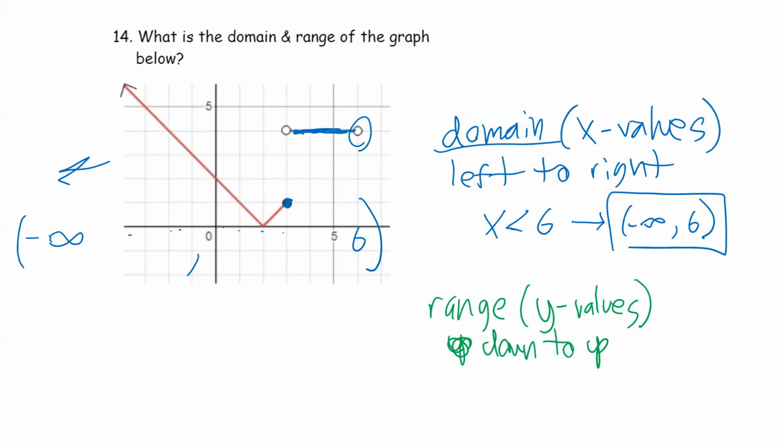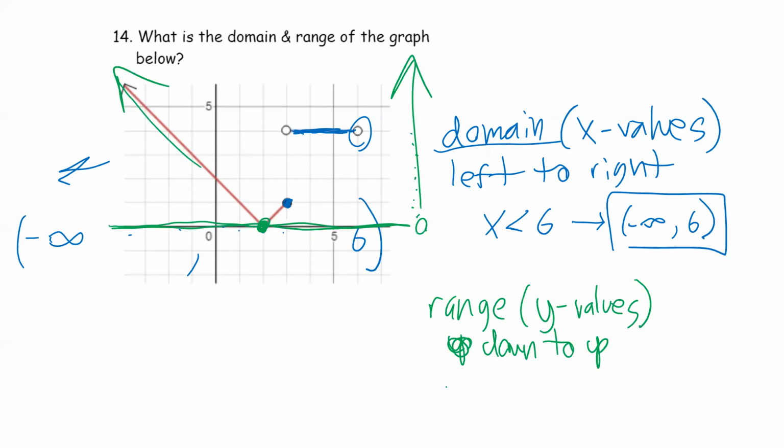So we're going to start with your lowest y value, and you're going to notice it doesn't really go any lower than 0. So 0. It's going to start at 0, and it's going to keep going up. Now, it has the number 4 here, but it keeps going up forever.